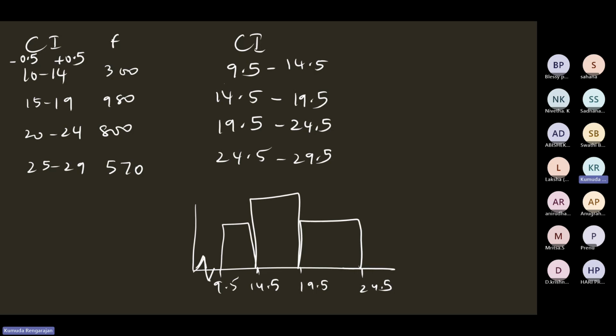I'll talk about this kink in the next class. Making the histogram is the same. You must go up to this height, 300, 980, 800 and 570. Take a scale accordingly. So maybe here it should be 100, 200, 300 and so on. So this is when the class intervals are not continuous. You should make them continuous.